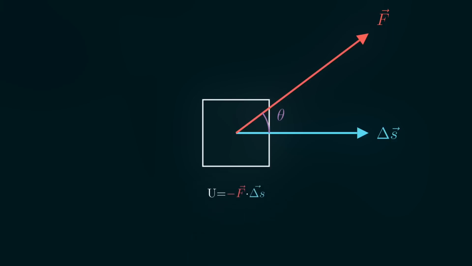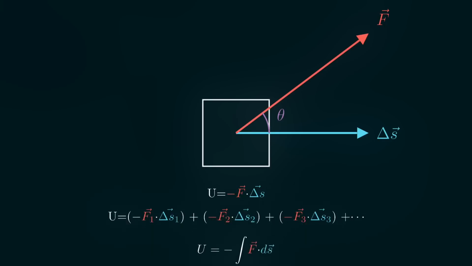Now, if the force changes as we move along the path, then you can add up the work done by each little point in the path. So you can add up the work from delta S1, delta S2, delta S3, and you can imagine that if we add up all of these and then we make the distances as small as possible, then we're going to get the best approximation that we can. So the potential energy ends up being this integral.